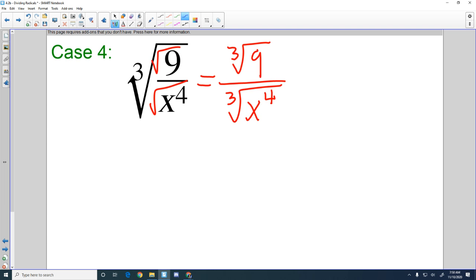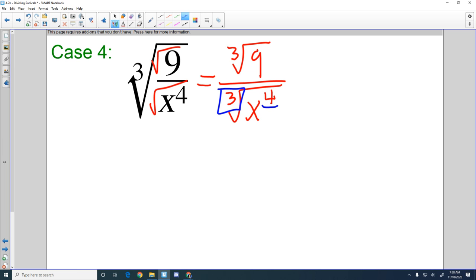So up top in the numerator, cube root of 9, we actually can't simplify that, because if I broke the 9 down to 3 times 3, that's only 2 3s, and I would need 3 of them to cancel out because it's a cube root. But in the bottom, the index is a 3, and I currently have a 4. So this is different because I have more than the index right now.